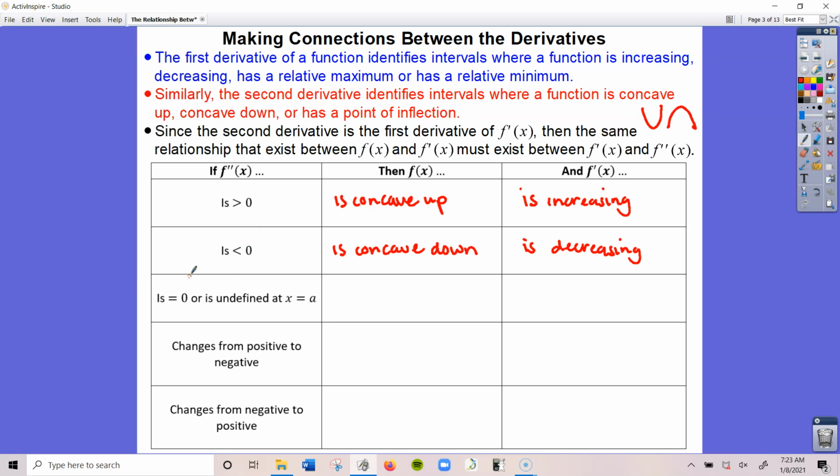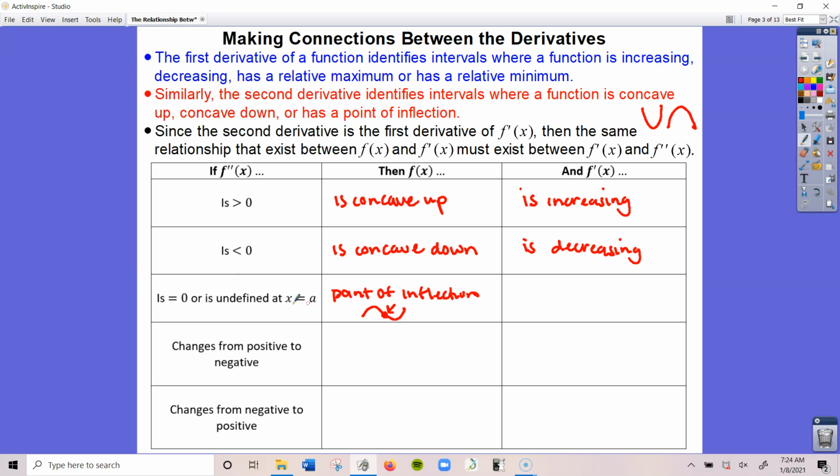When f double prime of x is equal to 0, that would be a critical number for the second derivative, or if it's undefined, what that tells us is that we have a point of inflection. A point of inflection means that it changes concavity. For example, I'm going to draw a little picture here. You see how this is concave down up until right about there, and then here it's concave up. That point here is the point of inflection.